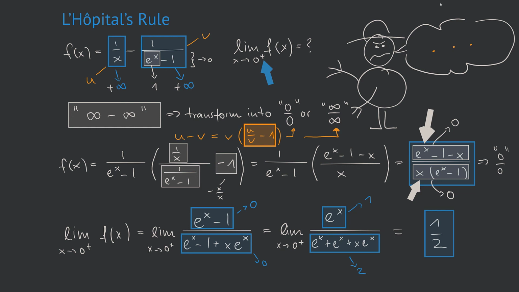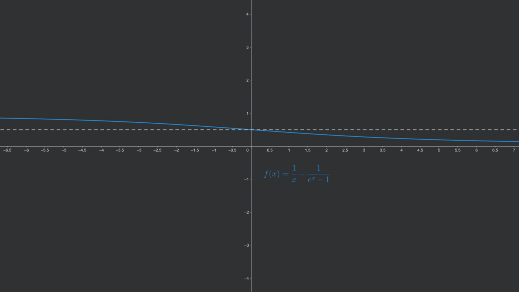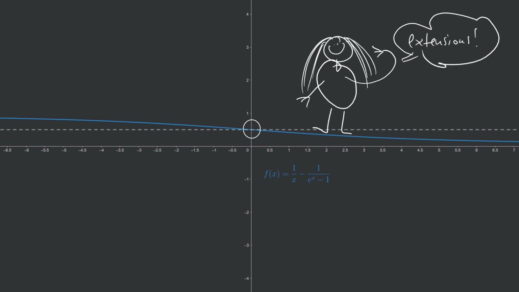Let's have a look at the graph to verify that result. And we find indeed that the function approaches 1/2 as x tends to 0. So we could continuously extend f to its singularity x equals 0.